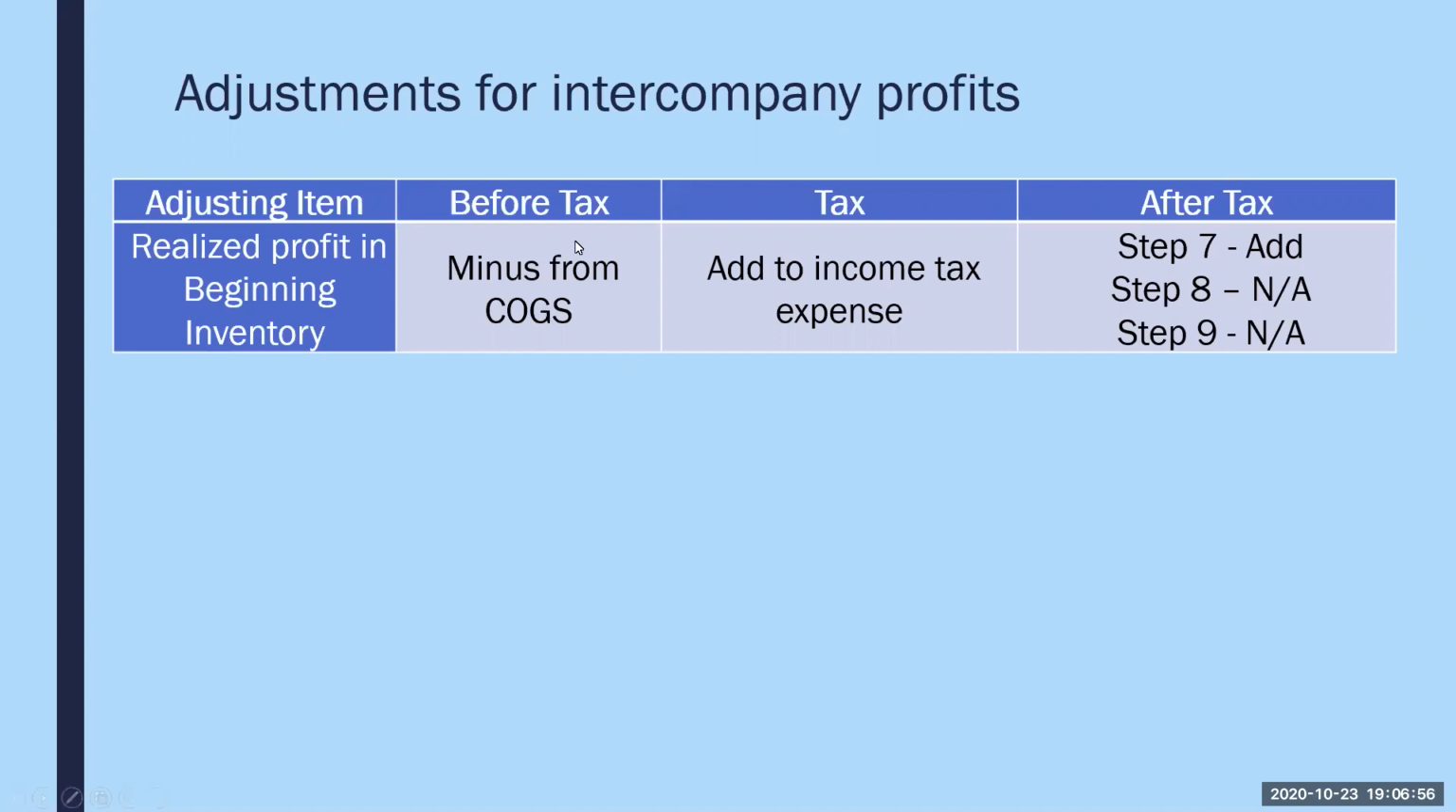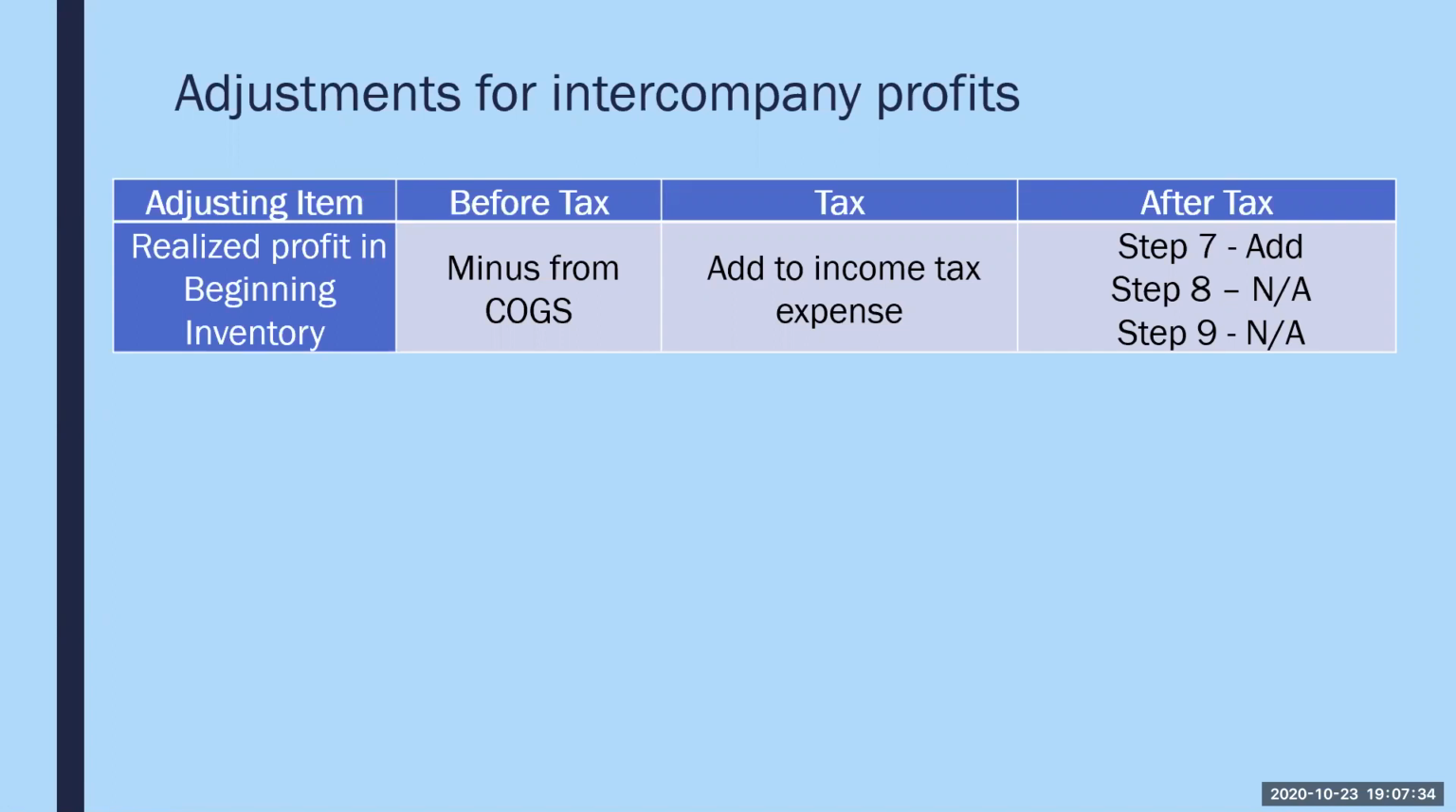So, let's say the before tax profit was $100, you subtract $100 from cost of goods sold, and your income before tax is higher by $100. Now, if the tax amount were, say, $30, and you add $30 to income tax expense, the net effect of the two adjustments will be net income will be higher by 100 minus 30, $70. That's the procedure by which the realized profit in the beginning inventory is captured on the consolidated statement of comprehensive income.